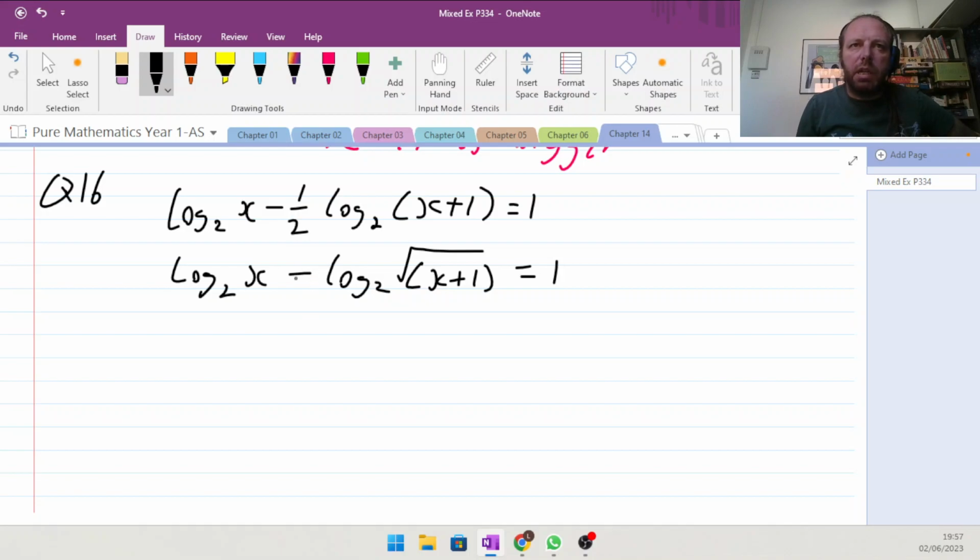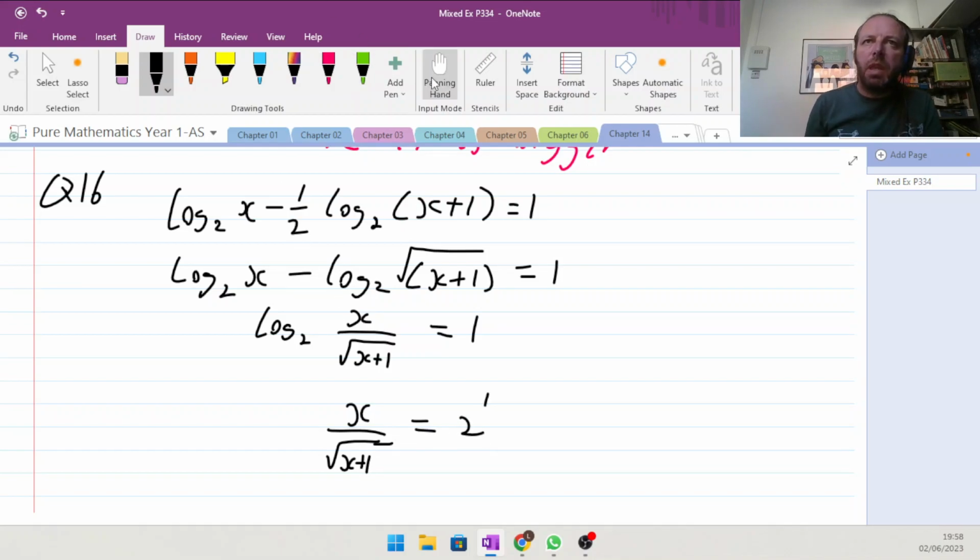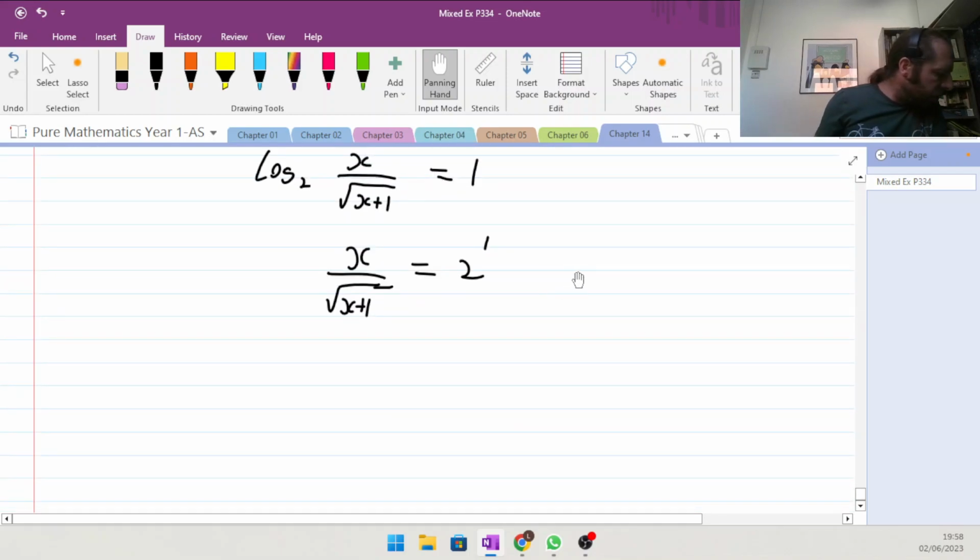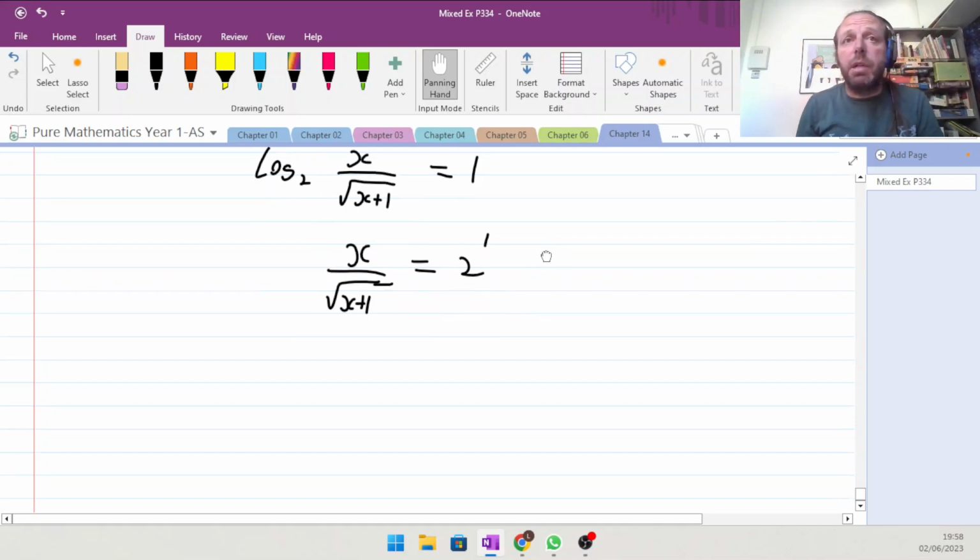Because you've got two logs that are being taken away, this should have been written as log 2x divided by the square root of x plus 1 equals 1. And now that you've got a single log on the left hand side, you can now raise it to the power 2, but not for that side, because doing it leaves just x over root x plus 1, which equals 2 to the power 1, like they did, and then you can continue with the solve as normal, which is part B of the question, so we might as well carry on with it.